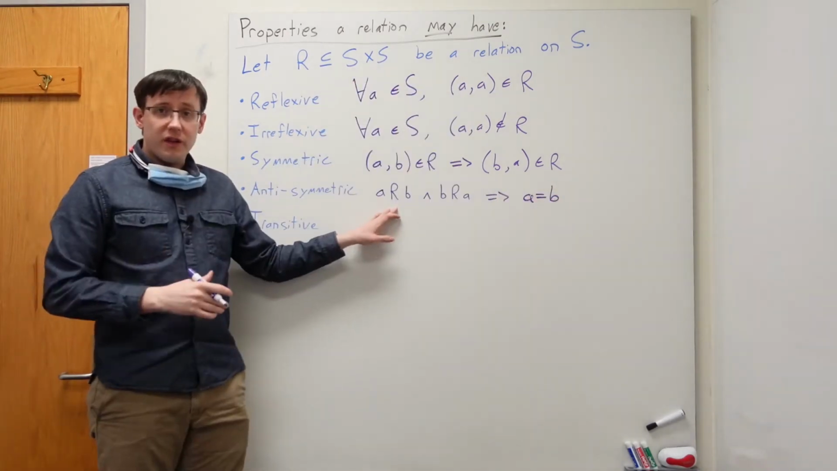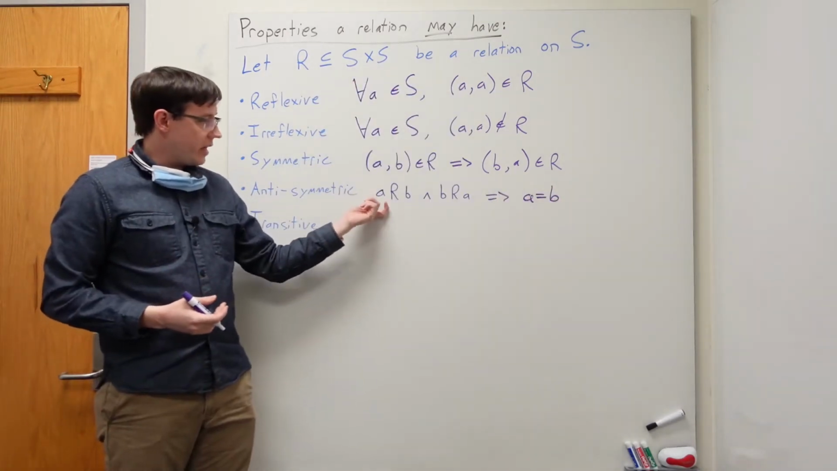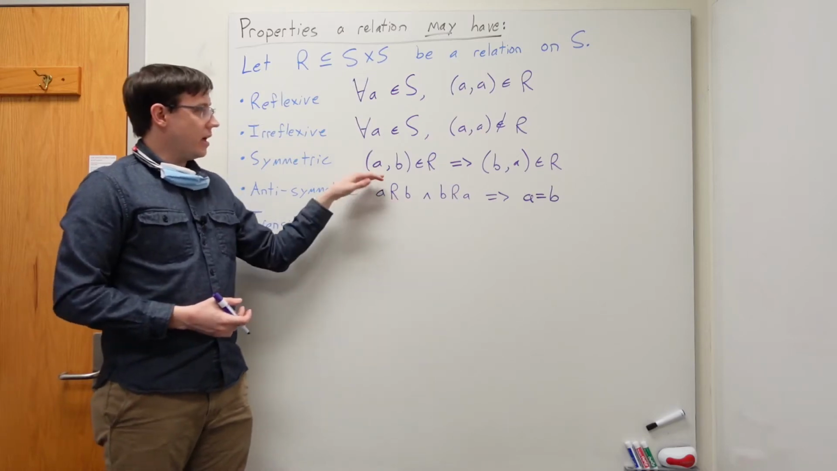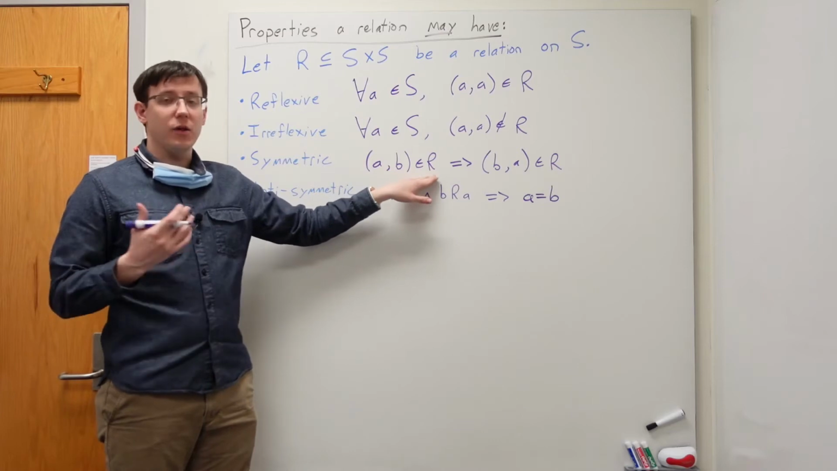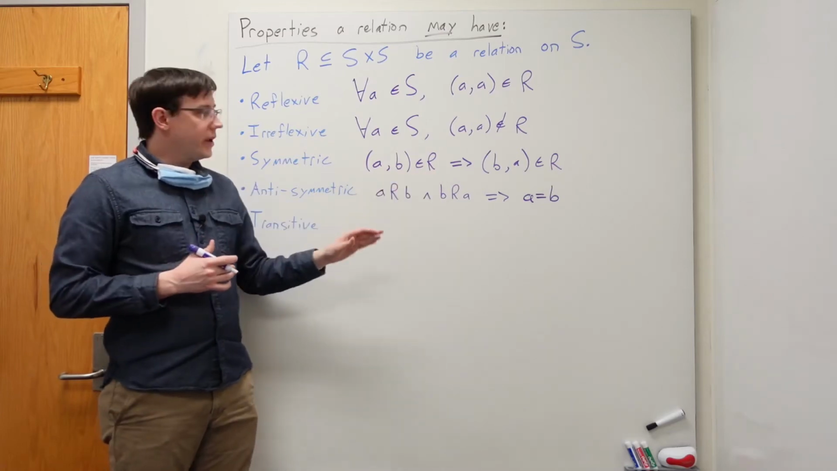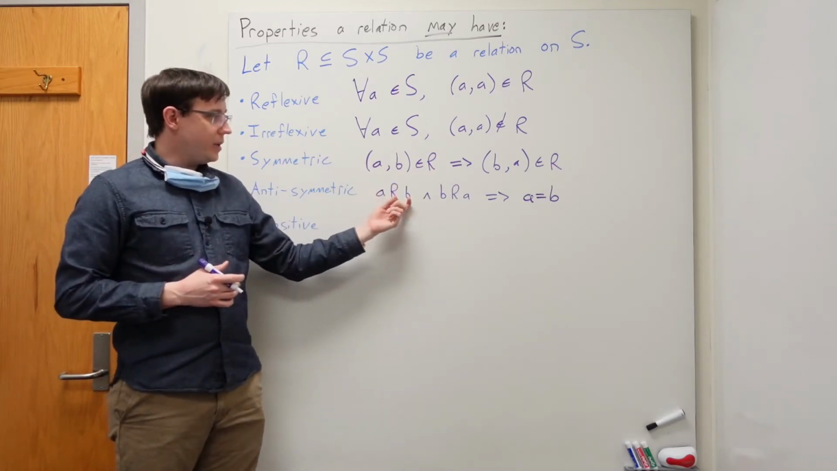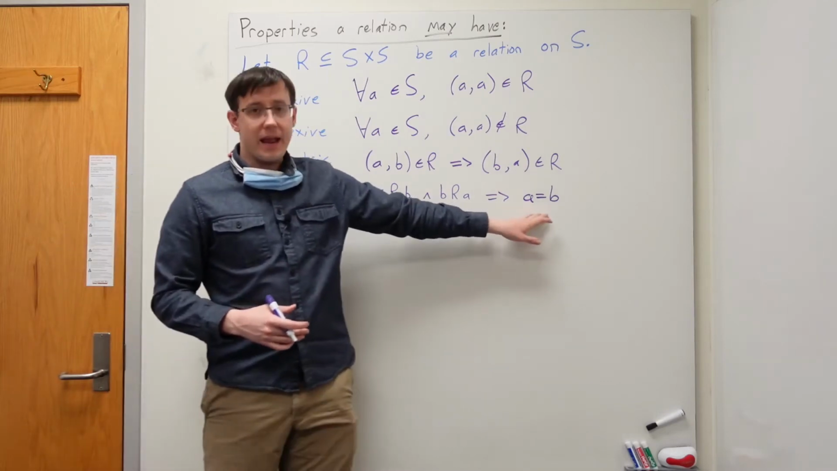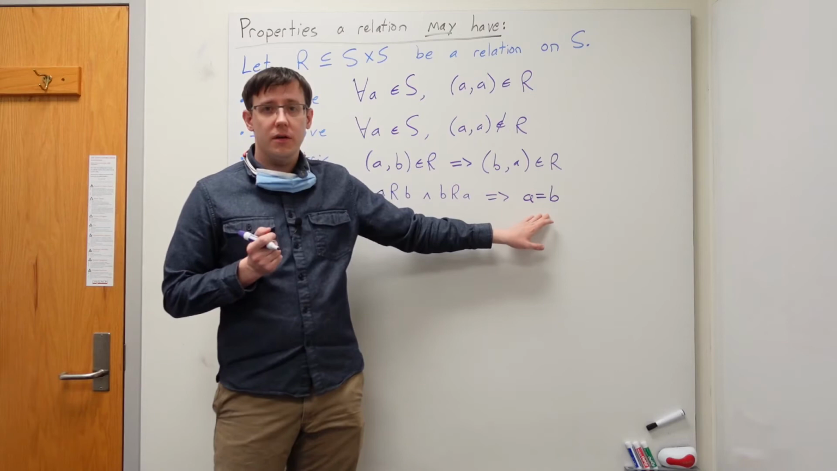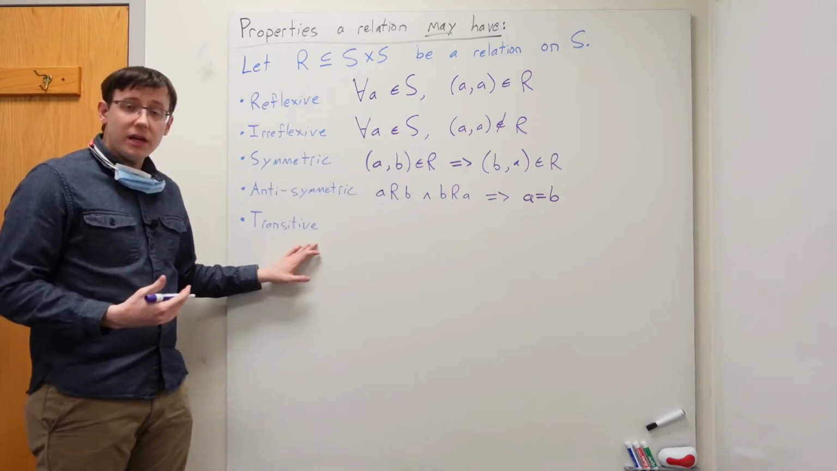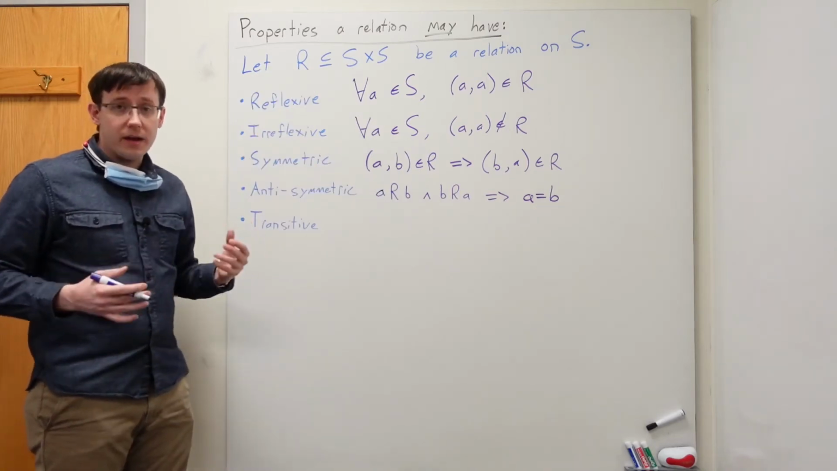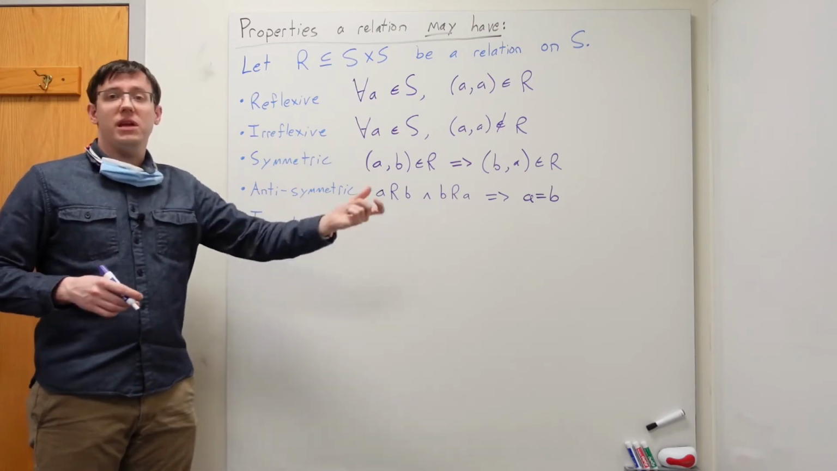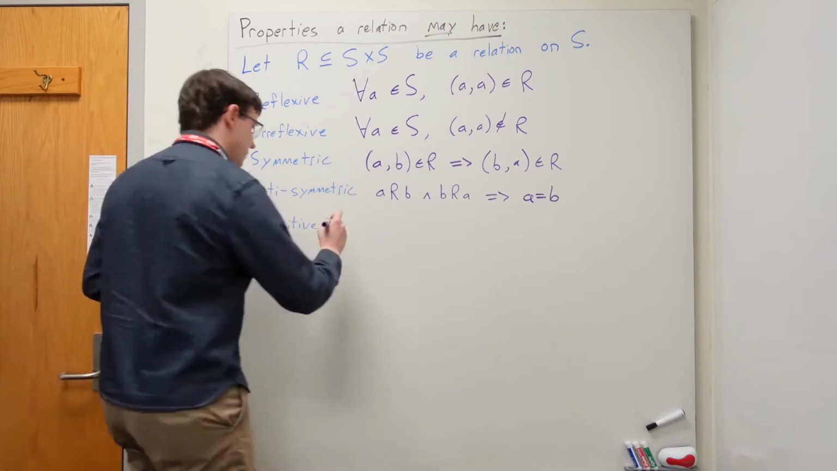Here I've used slightly different notation, saying that A relates to B, but that means the same thing as AB being an element of the relation. So here we're saying that A relates to B and B relates to A would mean that A and B are the same object. And finally, transitivity is what we might expect, that if A relates to B and B relates to C, that means A relates to C.